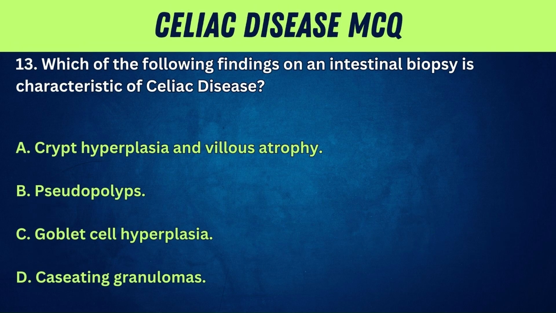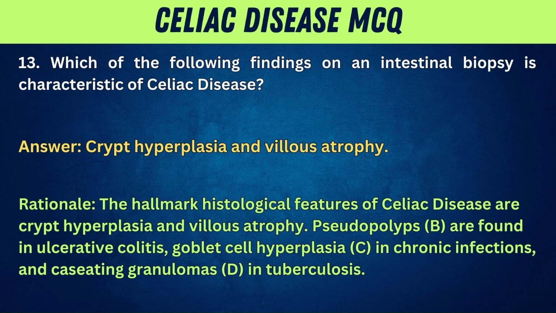13. Which of the following findings on an intestinal biopsy is characteristic of celiac disease? A. Crypt hyperplasia and villus atrophy. B. Pseudopolyps. C. Goblet cell hyperplasia. D. Caseating granulomas. Answer: crypt hyperplasia and villus atrophy. Rationale: the hallmark histological features of celiac disease are crypt hyperplasia and villus atrophy. Pseudopolyps, B, are found in ulcerative colitis, goblet cell hyperplasia, C, in chronic infections, and caseating granulomas, D, in tuberculosis.